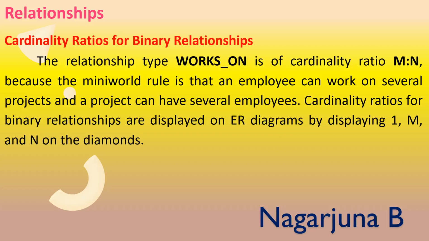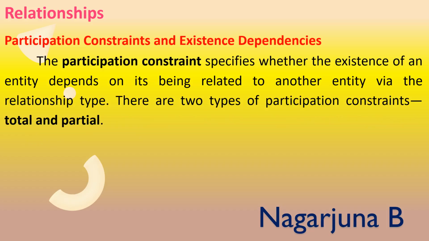The next kind of constraint is participation constraints and existence dependency. The participation constraint specifies whether the existence of an entity depends on its being related to another entity via the relationship type. Based upon this, we have two types of participation constraints. One is total participation, another one is partial participation.